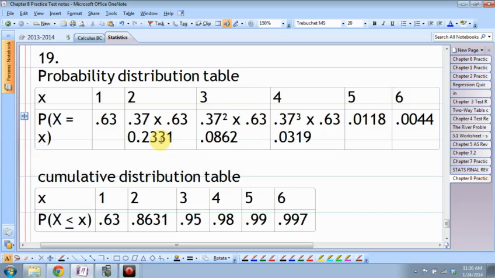Does everyone understand? To get 6, you would add all of these together. To get 5, you would add all of these together. 4, add all of these together. Okay, I'm gonna stop.